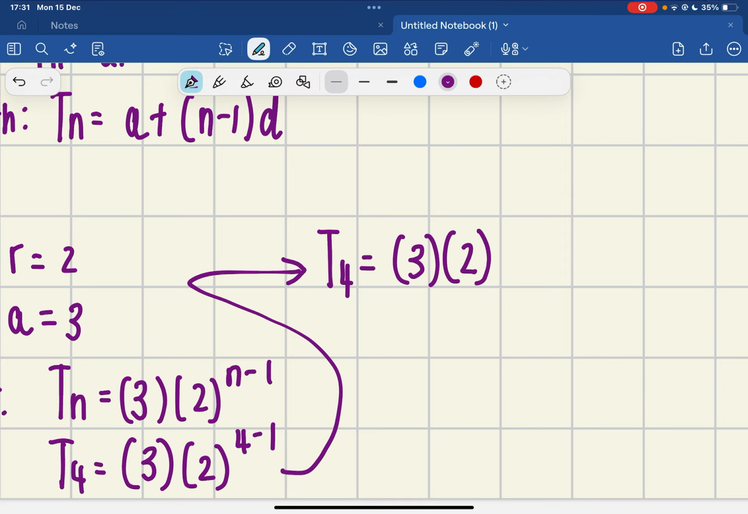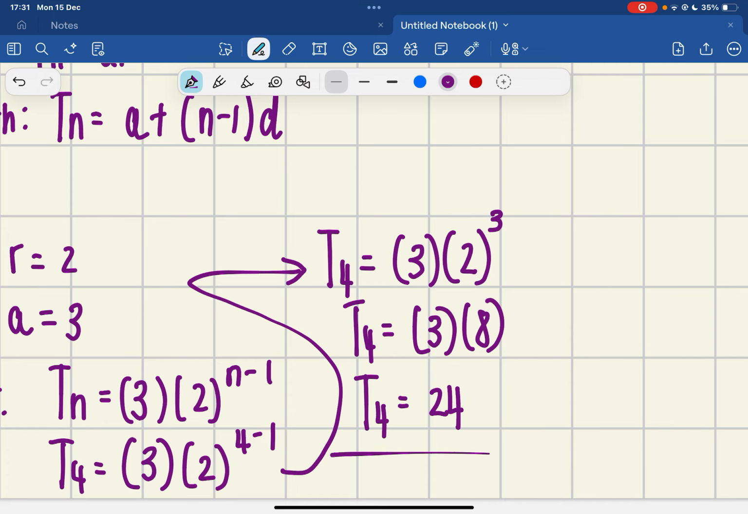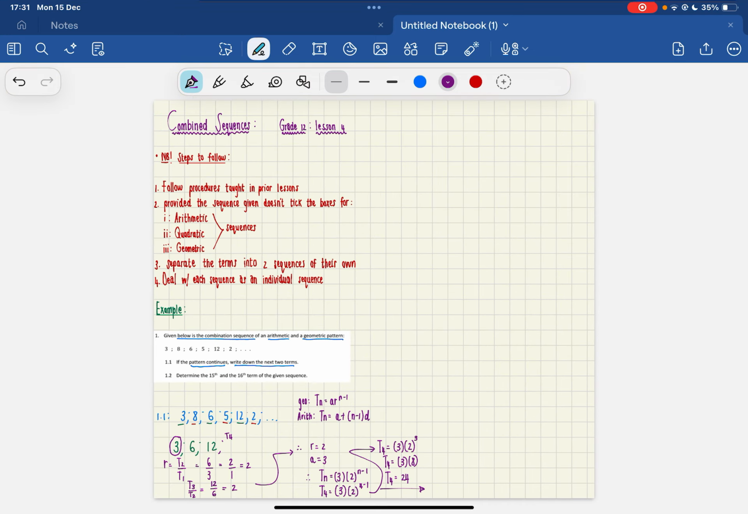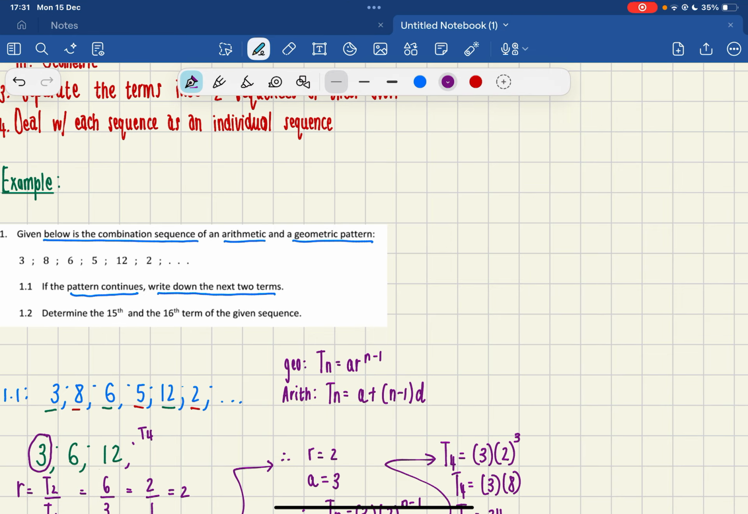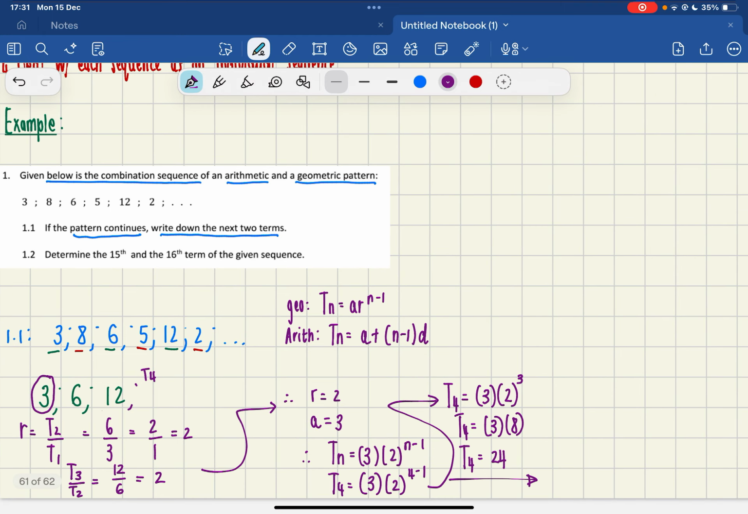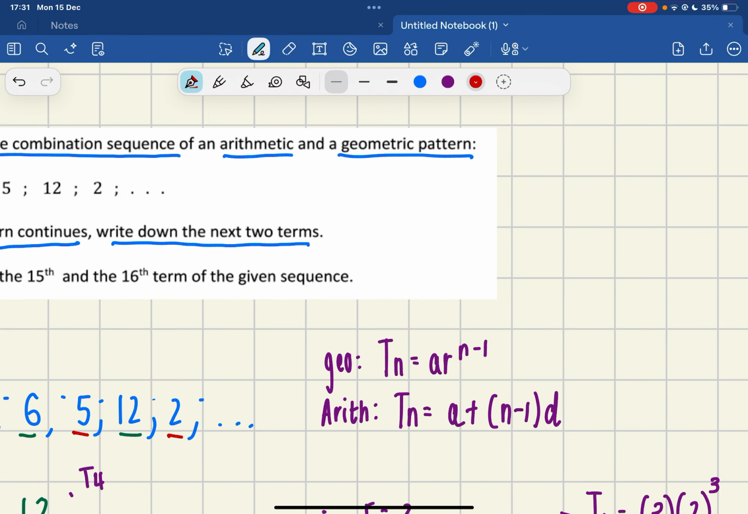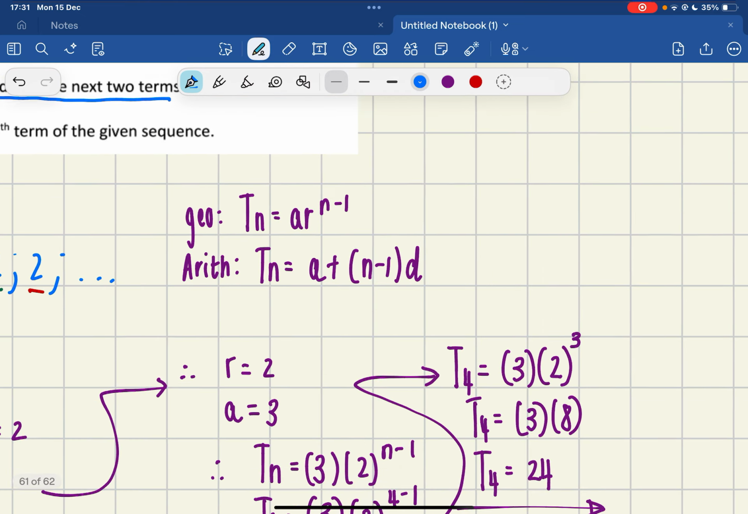So in the end, T4 is equal to 3 times 8, which is 24. Perfect. Now, from there on, we deal with the different part of the sequence. We've dealt with the arithmetic part. We've dealt with the geometric part, boys and girls. We're now going to deal with the arithmetic part, which is quite straightforward also.